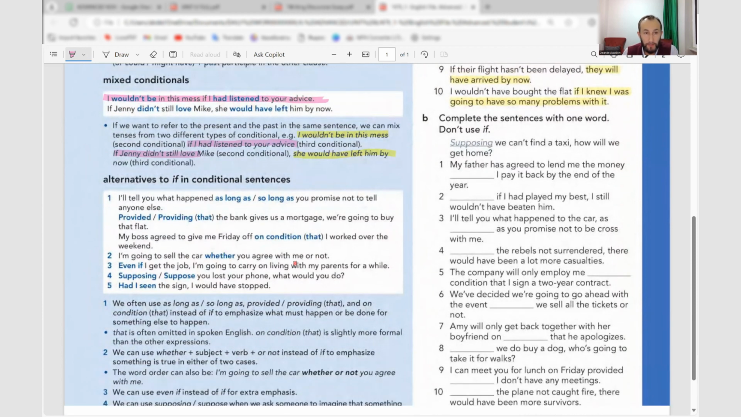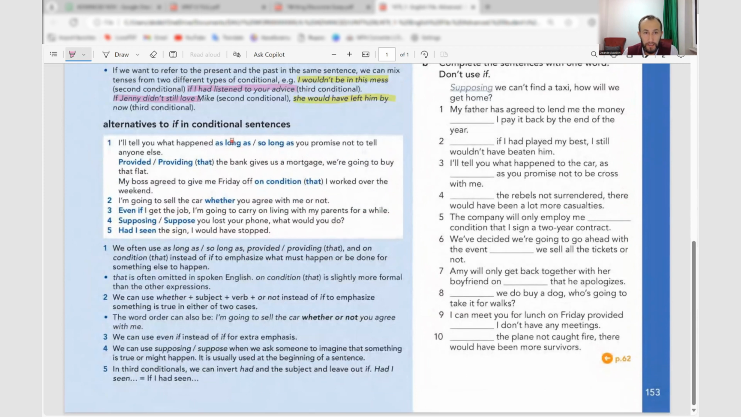Now, alternatives to if in conditional sentences. We call them future time clauses as well. As long as, so long as, provided, providing, they're all alternatives for if. Number one, we often use as long as or so long as, provided or providing, like provided that or providing that, and on condition that instead of if.